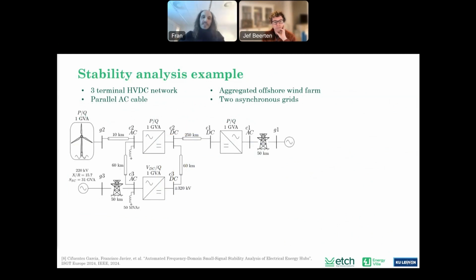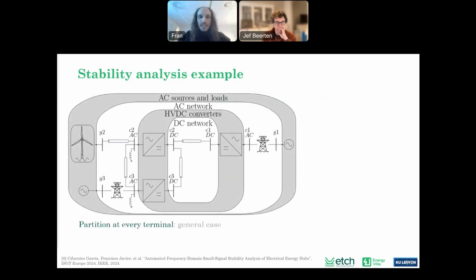So how do we study this system in the frequency domain? Basically, what we can do is to partition the system at every terminal. This is the general case, and perhaps it's a good guideline for simple systems, because then we can characterize the active devices very well. So here you can see that I have grouped together the passive network, including the overhead lines, cables, and other shunt components. And all the other components, such as AC sources and loads and HVDC converters, belong to another subsystem, which is grayed out.